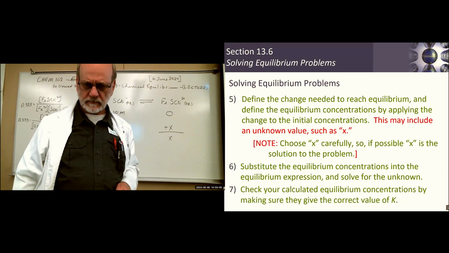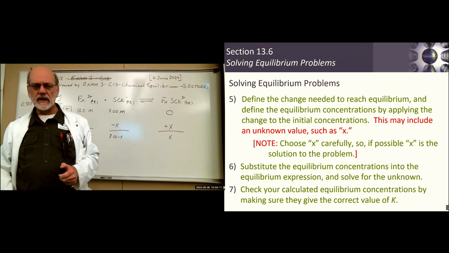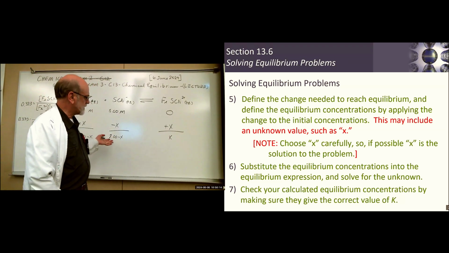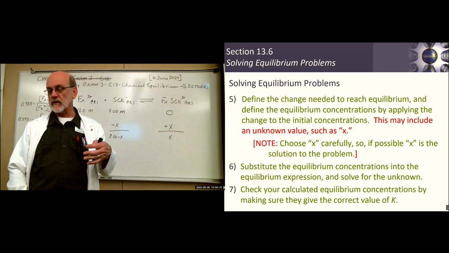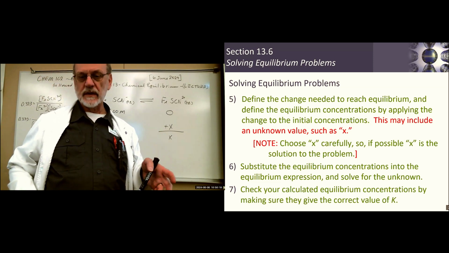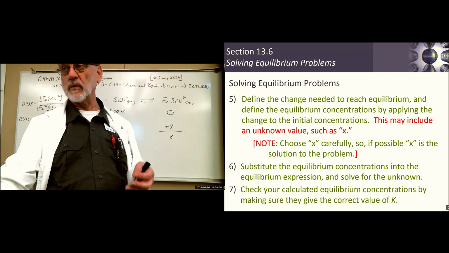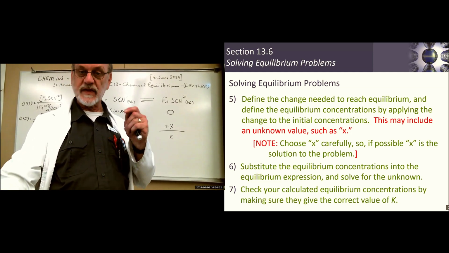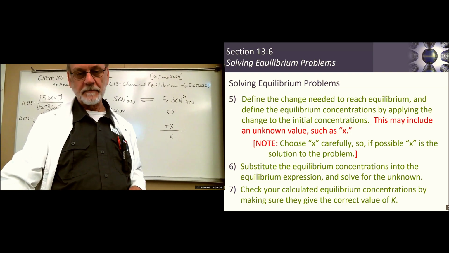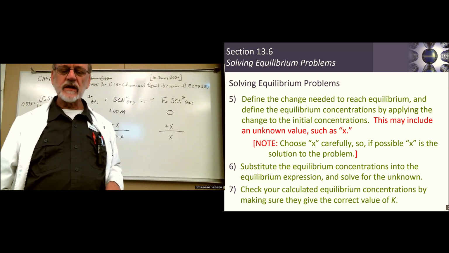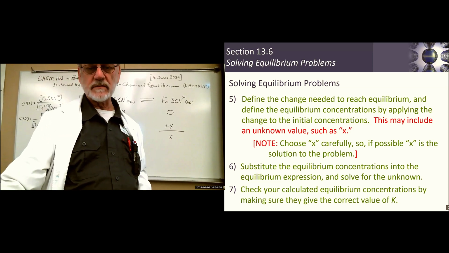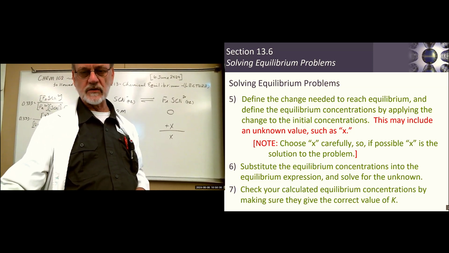All right. Then you set up your expression so that X actually gives you the answer you're looking for, if at all possible. Sometimes it's not possible, but whenever it is, make X the answer that you're looking for. And then check your calculated values to be sure that it jives with your K.